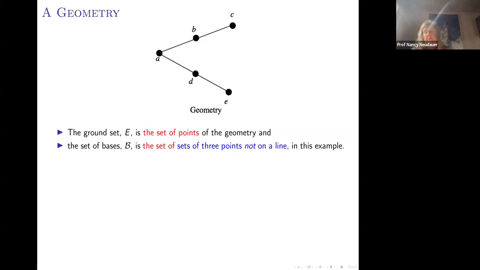So same question. If you ask what is the matroid, we want to say what is the ground set and what are the bases. And so the ground set is the set of points. We have 5 points here. And the bases in this case, and I need to know the dimension of the geometry to answer the question of what is the basis, it's going to be all sets of 3 points not on a line. So for another matroid, if I had a higher dimension matroid, it might be a set of 4 points not in a plane, etc.